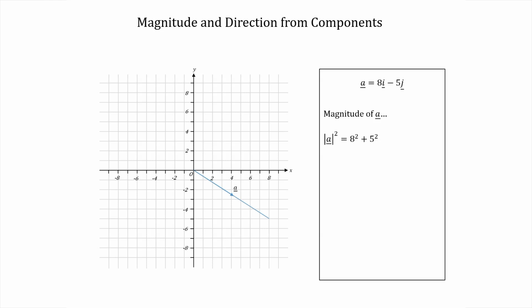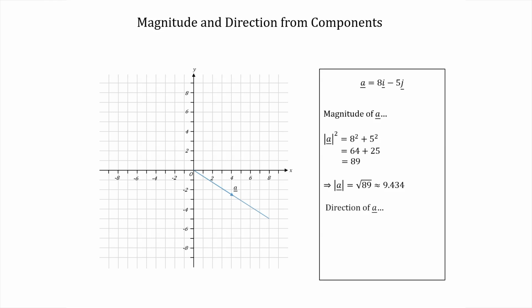Remember, it's common to denote the magnitude of a vector by enclosing the vector in vertical bars. This is something we discussed in an earlier video. So, this equals 64 plus 25, which equals 89. Hence, the magnitude of A is the square root of 89, which is approximately 9.434. You could do this on a calculator.